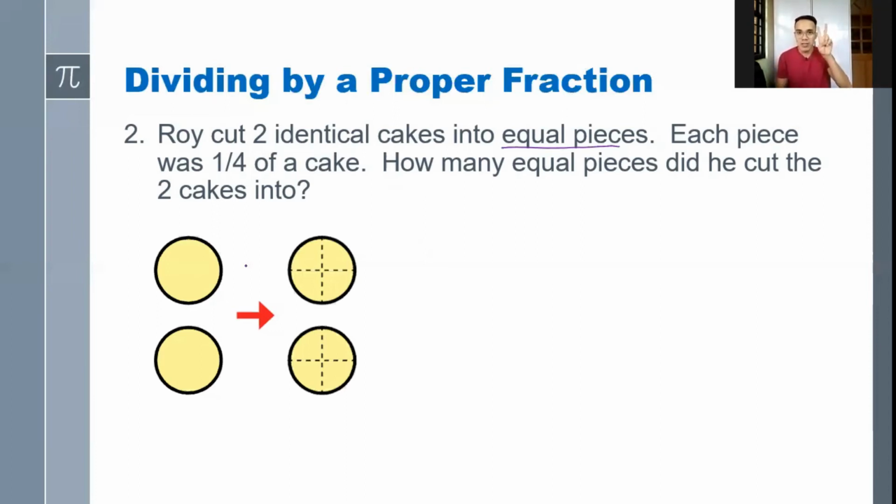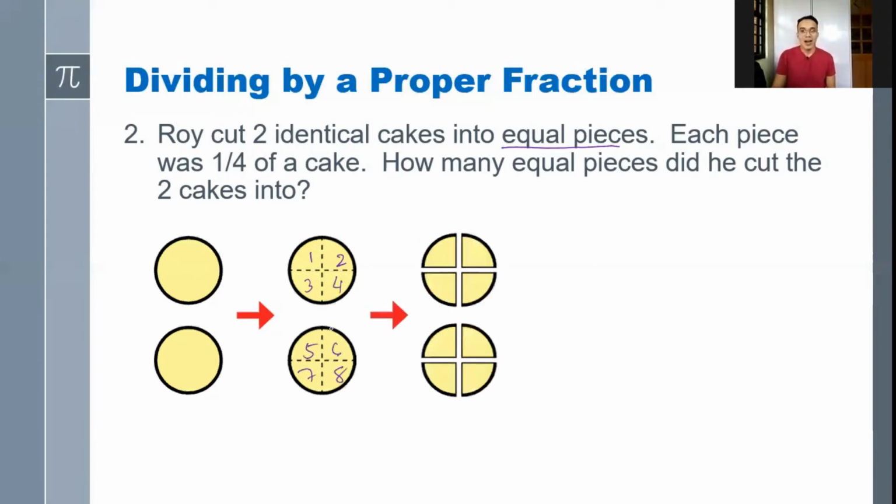So we're just going to simply count the number of 1/4s or quarters in 2 wholes. We have 1, 2, 3, 4, 5, 6, 7, 8. There are 8 equal pieces. There are 8 quarters in 2 wholes.